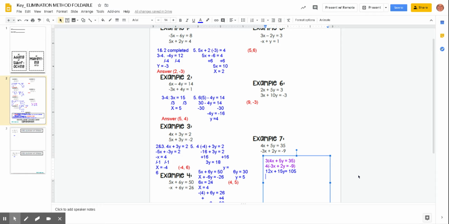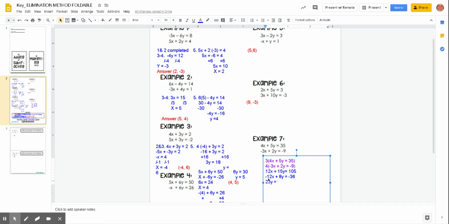4 times negative 3x would be negative 12x, so I created that additive inverse. 4 times positive 2y would be 8y. And 4 times negative 9 would be negative 36. So now I've created additive inverses to eliminate. Once I eliminate, 15y plus 8y would be 23y. And 105 plus a negative 36.